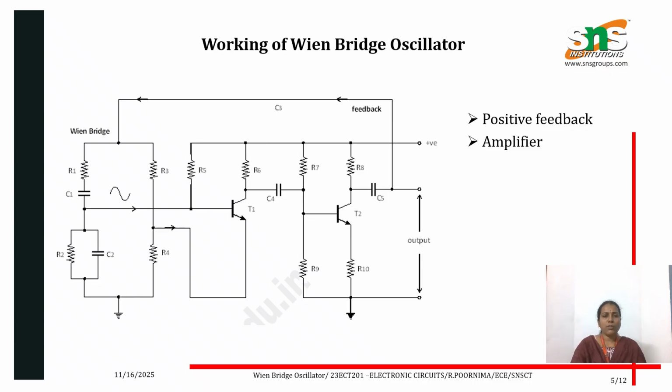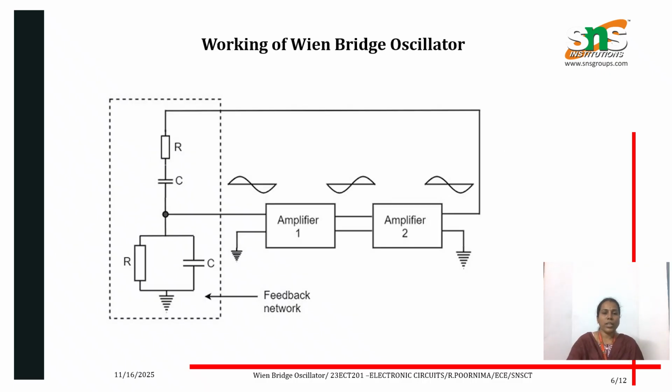The need for negative feedback here is that it provides the frequency stability. It provides constant amplitude, so the output is stable. It is used for gain control and also low distortion output. So this is the important criterion in the Wien Bridge oscillator, which is used for low distortion output and also for stable output.